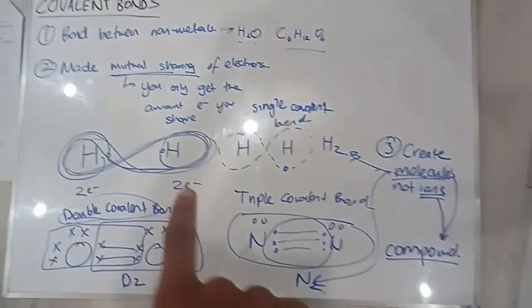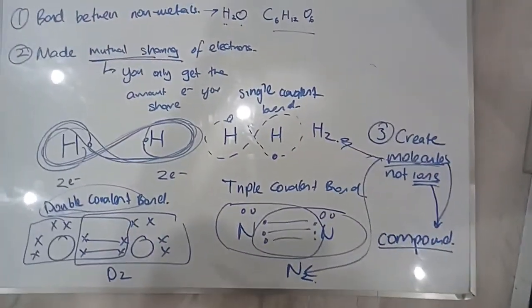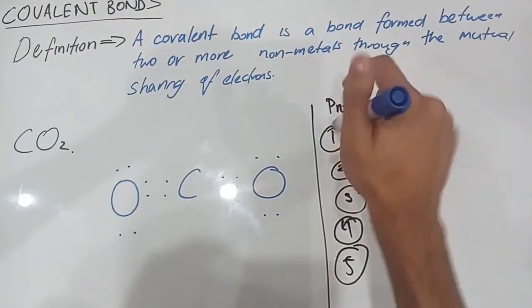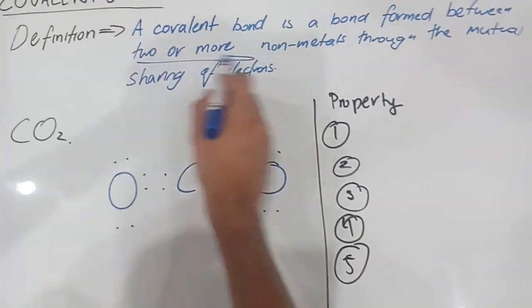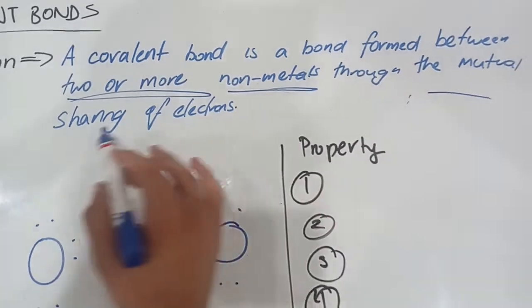Now let's come up with a definition of covalent bonds, based on this, that we can use in our exams. The definition of a covalent bond: a covalent bond is a bond formed between two or more non-metals through the mutual sharing of electrons.